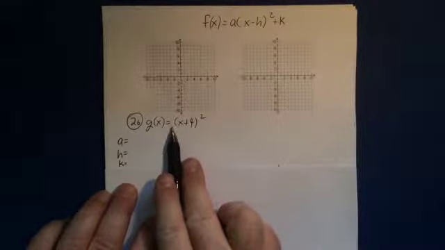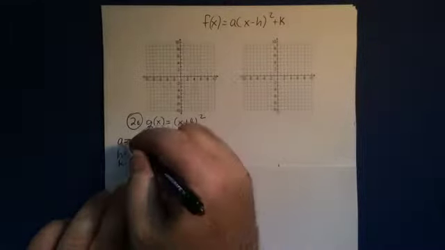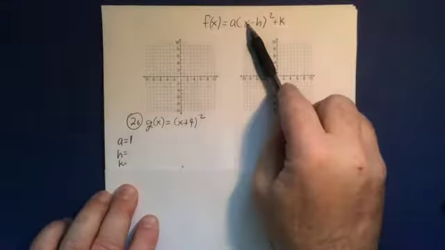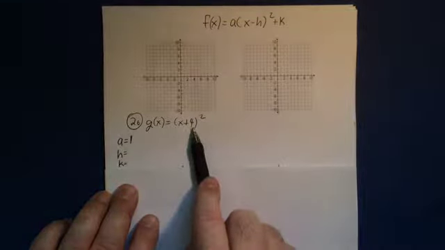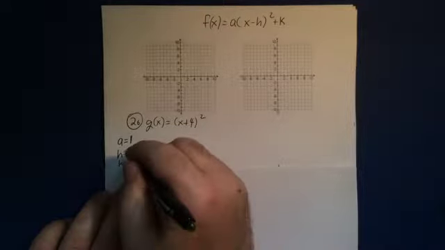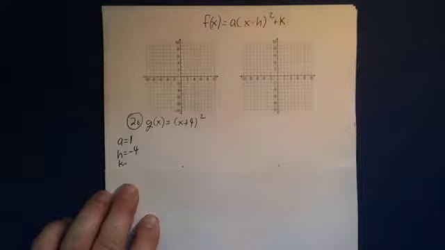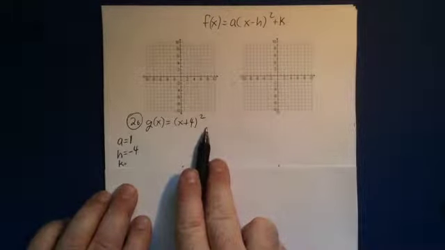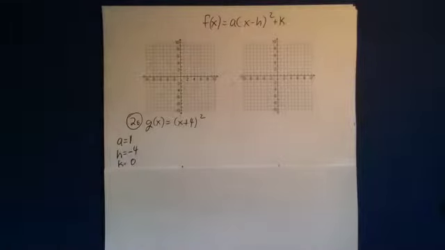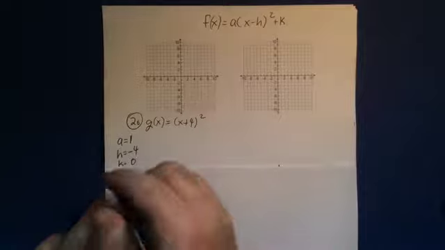We know the value of a, that's the number that's in front, that's going to be 1. The value of h here gets tricky. The formula is x minus h. Because we have x plus 4 here, that means the value of h has to be opposite in sign, so the value of h is going to be negative 4. The value of k, there's nothing here, so we're going to say that the value of k is 0. So among the first things that we're going to do is establish what the vertex is.